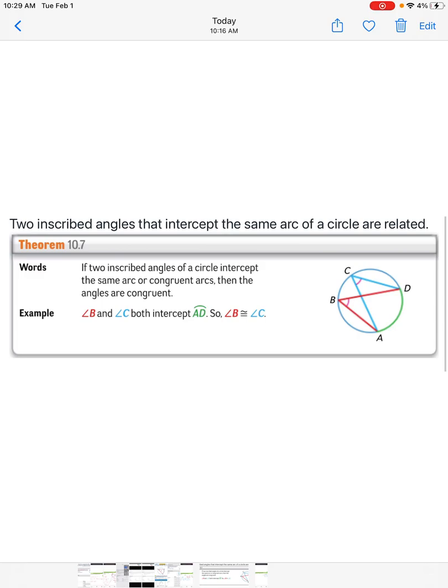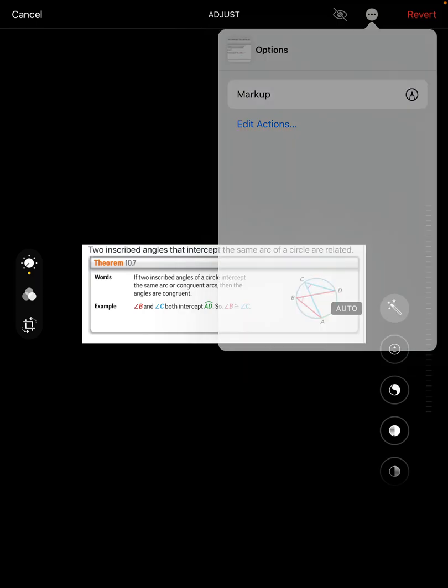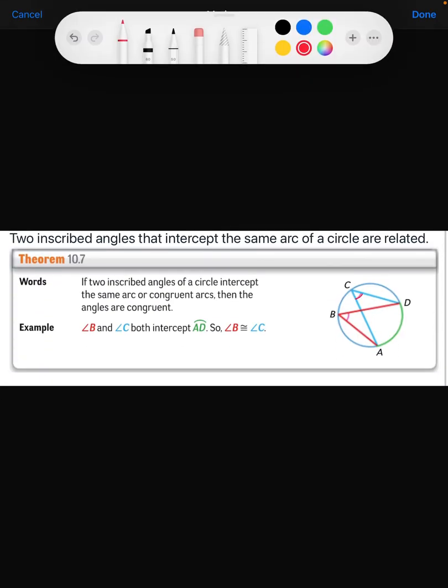Next, we're going to say that if we look here, we have 2 separate inscribed angles, C and B here. If they intercept the same arc of a circle, so they both intercept arc AD here. If 2 inscribed angles intercept the same arc or congruent arcs, then we can say that those 2 angles are congruent. So since B and C both intercept AD, we can say that B is equal to C.